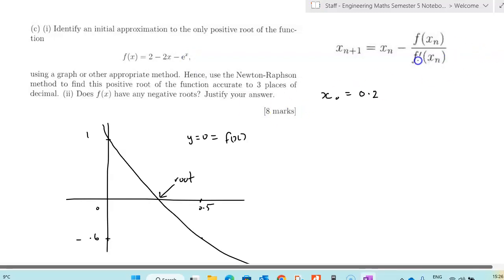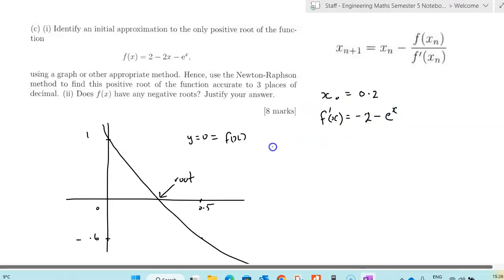But you see from the formula, I also have to differentiate it. So let's get f dashed x n, or just f dashed x first of all. Differentiate it. Differentiate 2, it becomes 0. Differentiate minus 2x, and I will have minus 2. And differentiate e to the x, and it stays as e to the x. There's a minus in front of it, minus e to the x.